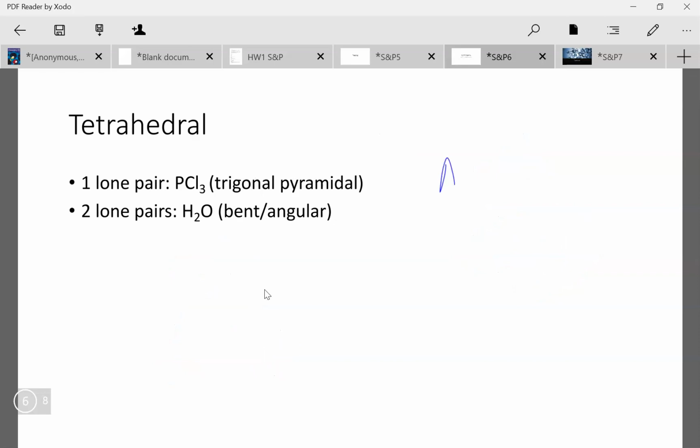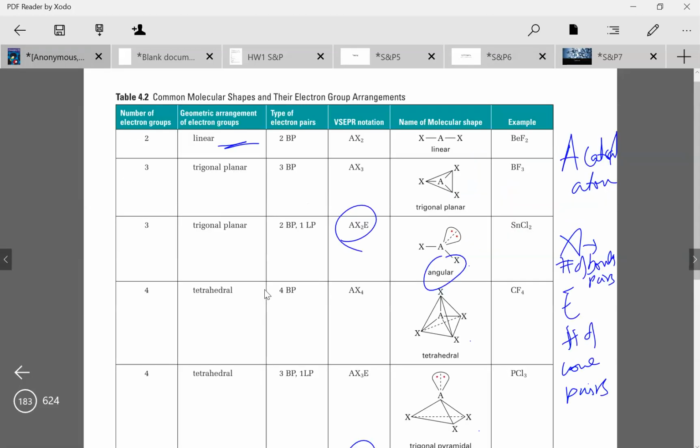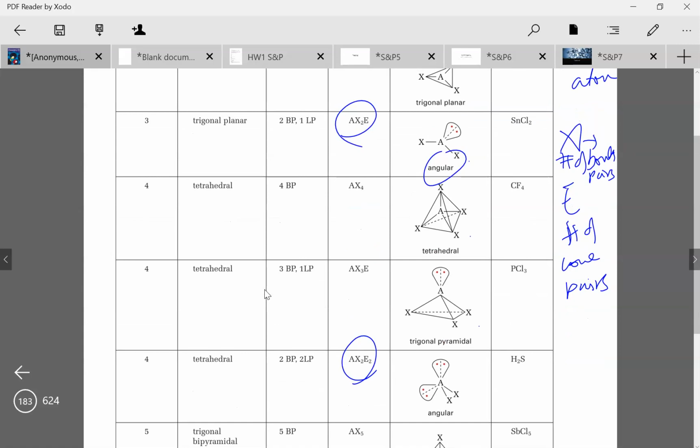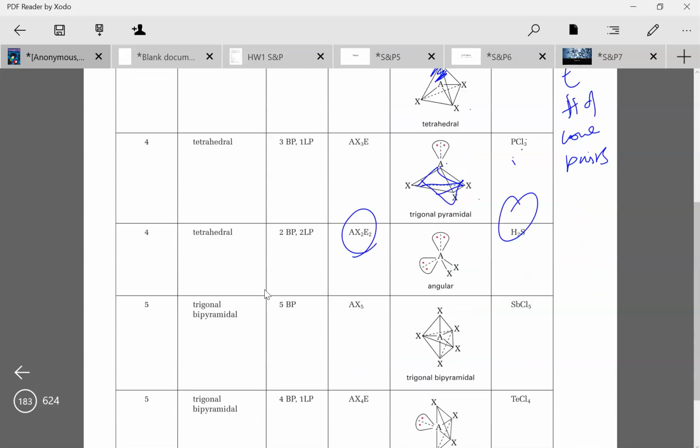Tetrahedral, there could be AX3E or AX2E2. This is water, for example. We saw the bent or angular structure. AX3E corresponds to trigonal pyramidal. It looks like this. Basically, in the tetrahedral, one of these bonds is replaced with a lone pair, so you have a triangle and you have a pyramid from the central atom. So that's, for example, PCl3. We went over water, or H2S, for the bent or angular structures.